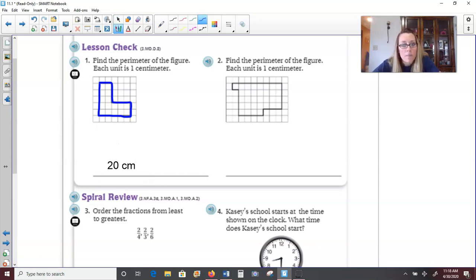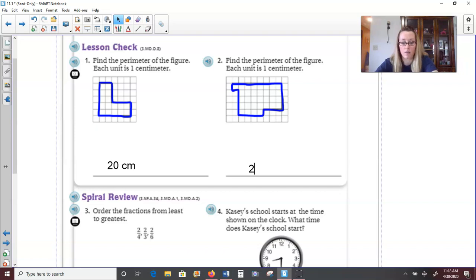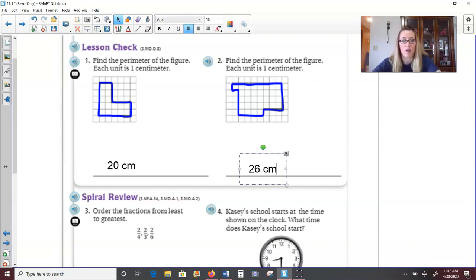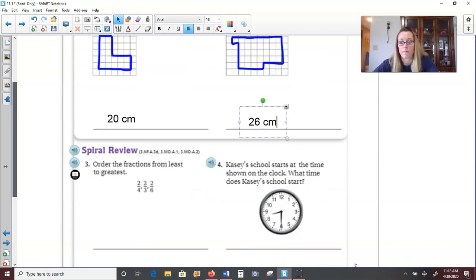This next shape is kind of odd looking. So 1, 2, 3, 4, 5, 6, 7, 8, 9, 10, 11, 12, 13, 14, 15, 16, 17, 18, 19, 20, 21, 22, 23, 24, 25, 26. I always like to double check in the answer book just to make sure. And centimeters for our label.